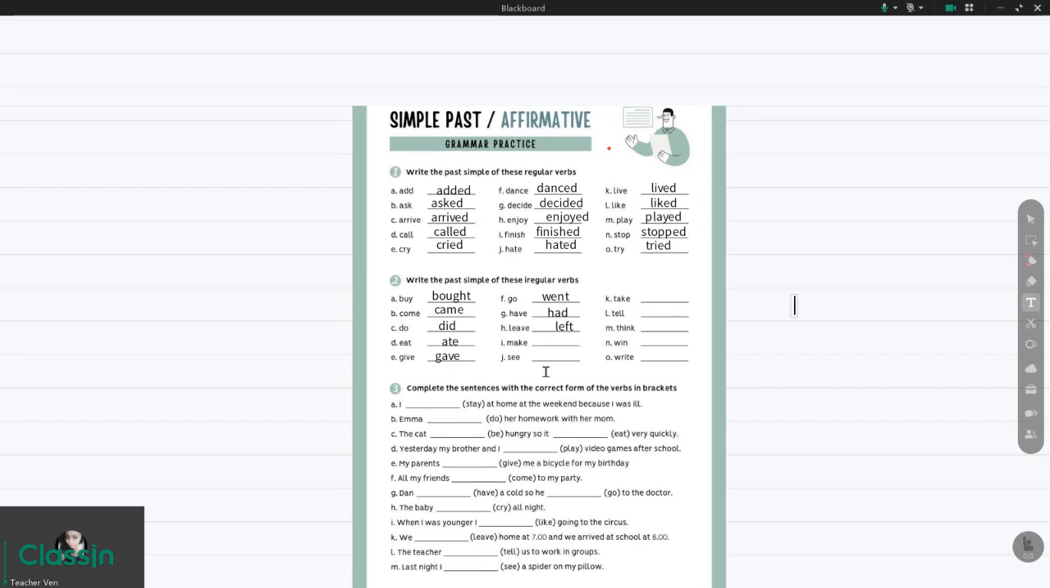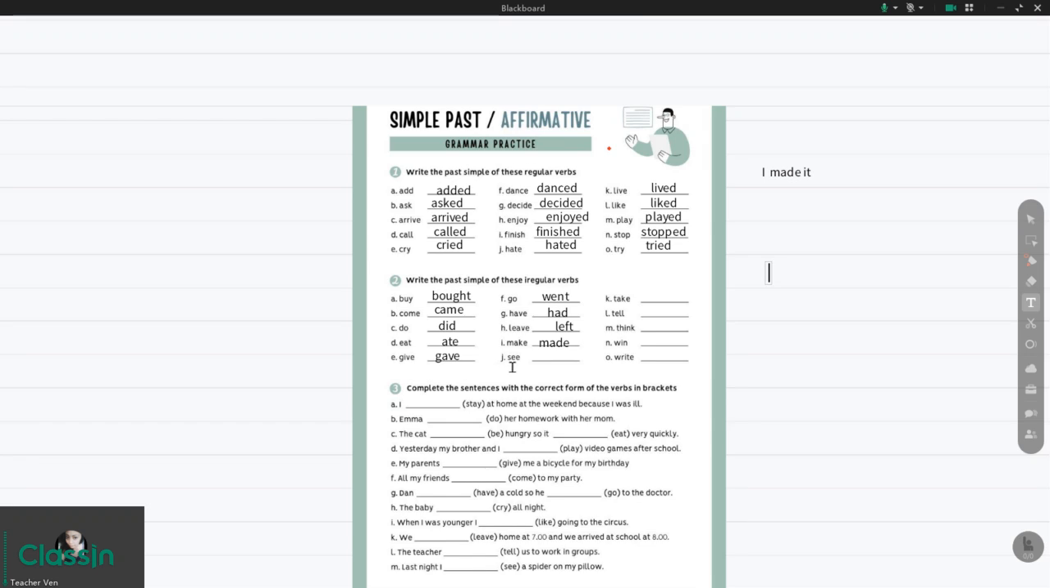Okay. So for our letter I, make. It becomes made. For example, the simple sentence, I made it. Okay. Let's put a space in here. I made it. I made it, right? For example, I made it.